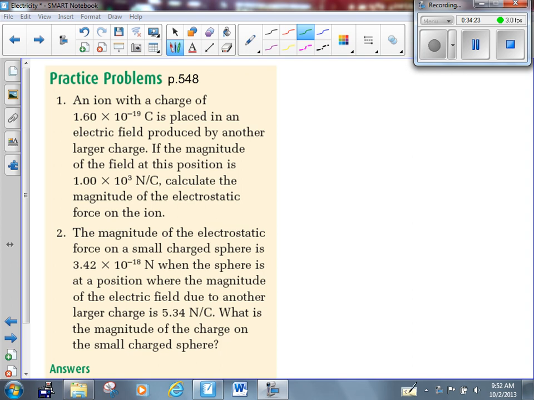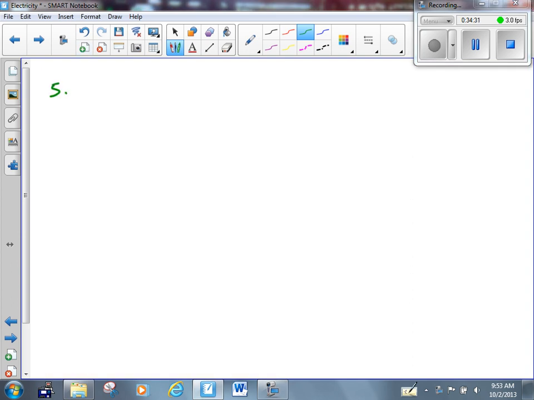Okay, worksheet number 6, question number 5. We got a force of 8.22 times 10 to the 28 newtons. And we got an acceleration of 9.03 times 10 to the 58 meters per second squared. That's a big acceleration, right?